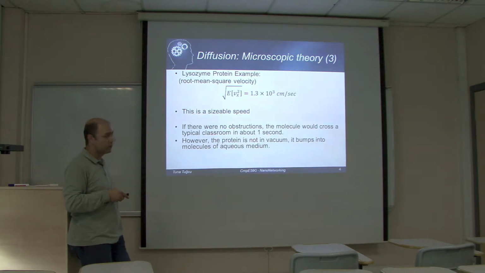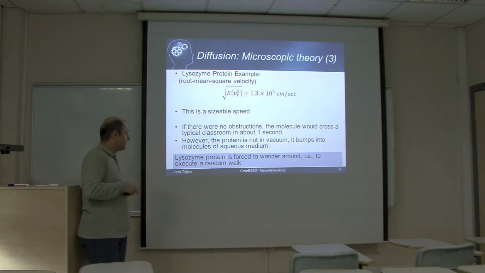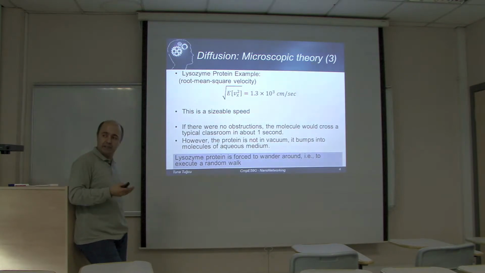It will be bumping into other molecules in the environment. So the lysozyme protein is now forced to wander around. It's not going in a given direction. It's just wandering around. If you consider the one-dimensional case, it's going forward and backwards. So it will be executing actually what we call a random walk. Okay? Now, if there's no bias in one of the directions, in the plus or minus direction, would this molecule reach anywhere?